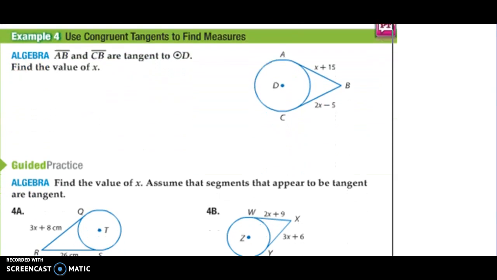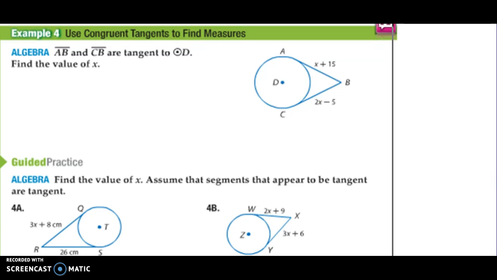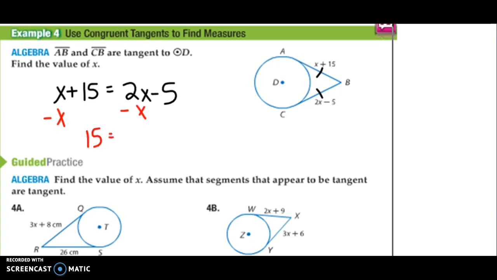So let's look at example 4. It says use congruent triangles to find the missing measure. Well, you'll see that since AB and CB are tangent to D, and they have some common point B, that means the two sides are equal to each other. So x plus 15 is going to be the same as 2x minus 5. And so it's just a simple algebra problem, and I can move all the x's to one side. I'm going to move them to the right. Add 5 to both sides, and you find that x equals 20.